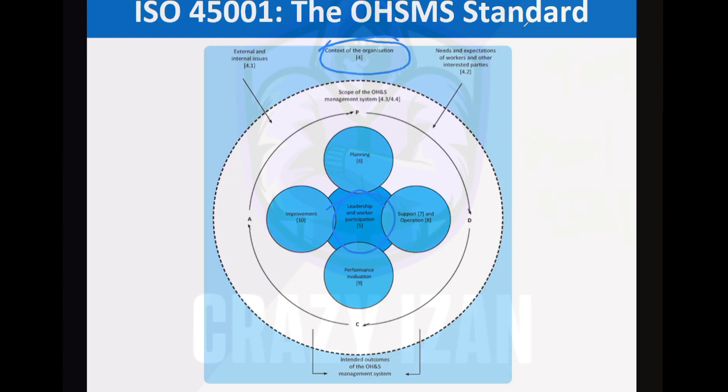What does the context consist of? The context consists of the scope of the health and safety management system. So you need to define what your activities are, what your scope of work is, and where this safety management system applies. Does it apply to your entire organization or part of your organization, or is it for a dedicated project? So you need to define the scope of the health and safety management system.